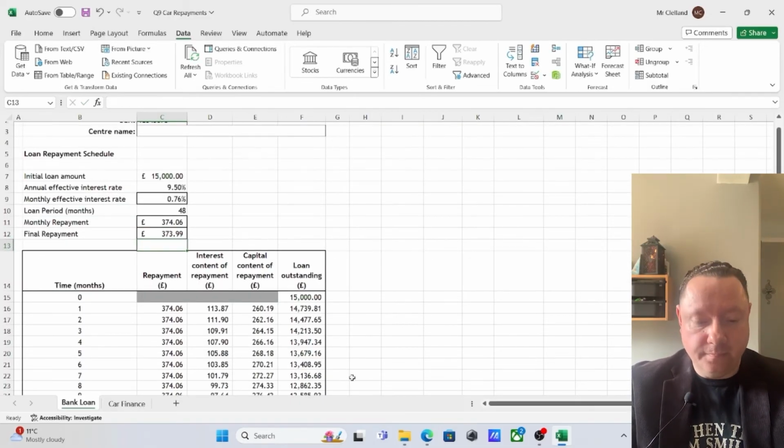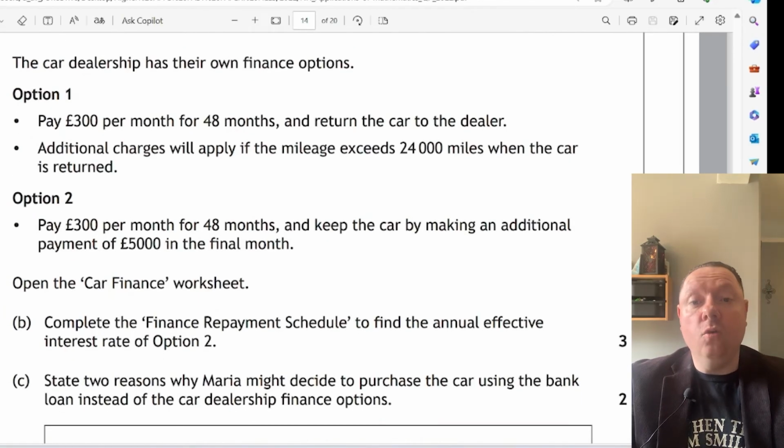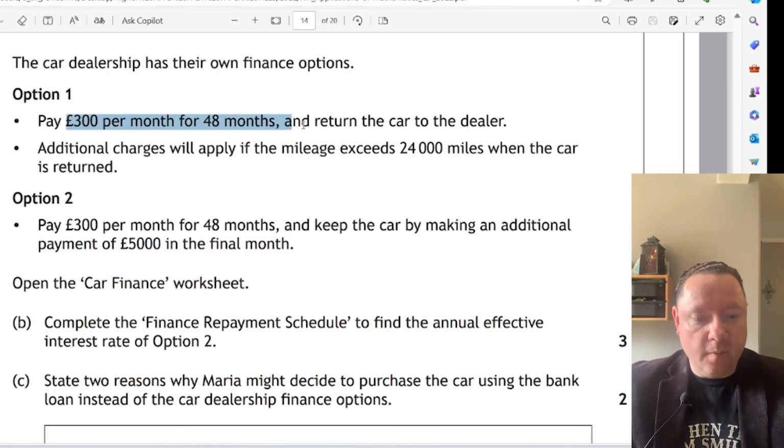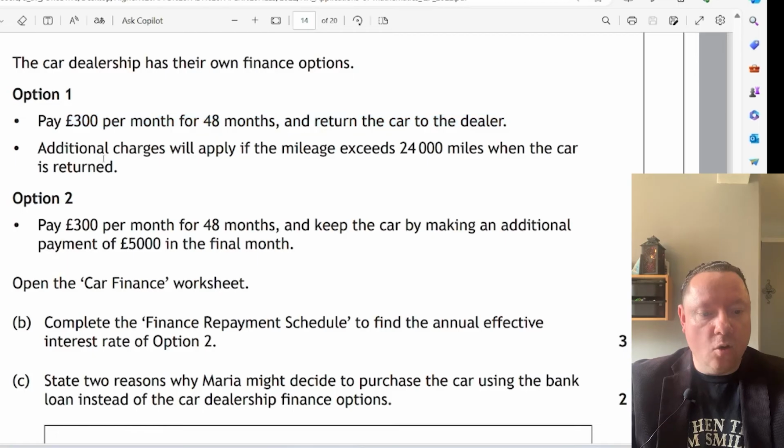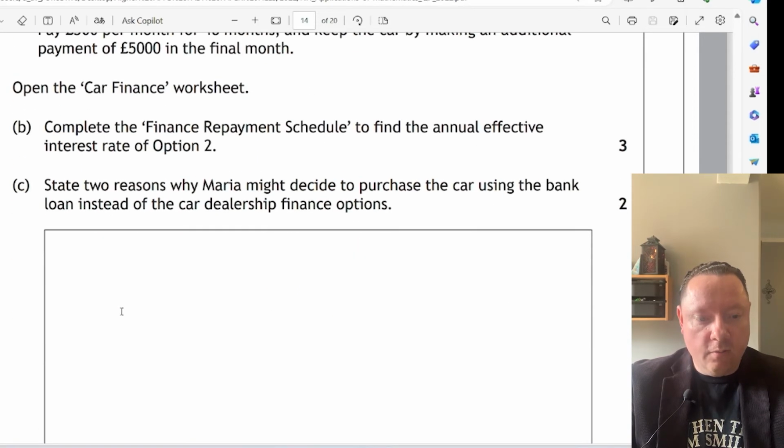And we're done there. Okay, the car dealership has their own finance options. Option 1: pay £300 a month for 48 months, return the car, or additional charges will apply if mileage exceeds 24,000. Option 2: pay £300 a month for 48 months, keep the car with an additional payment of £5,000 in the final month. We'll have to open the car finance and complete the car finance repayment schedule to find the annual effective interest rate for option 2.